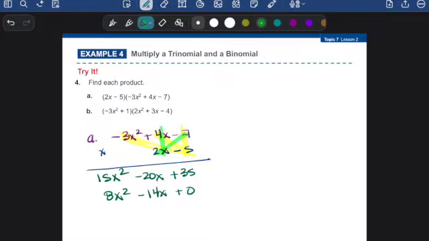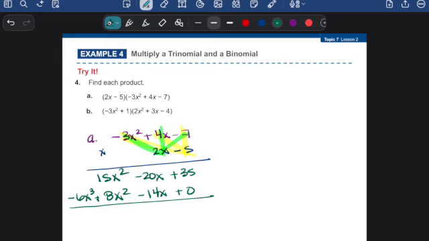And we still have one more. 2x times negative 3x squared. So negative 3 times 2 is negative 6. X squared times x is x cubed. Okay. And then we will add these partial products. I get 35. I get negative 34x. I get 23x squared. And I have negative 6x cubed. Let's do part B.